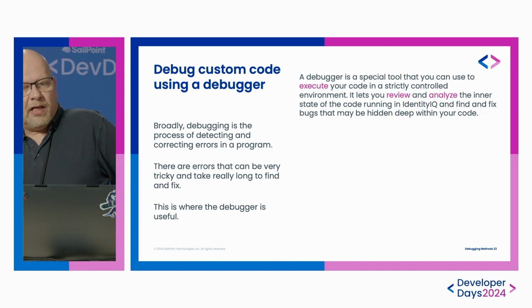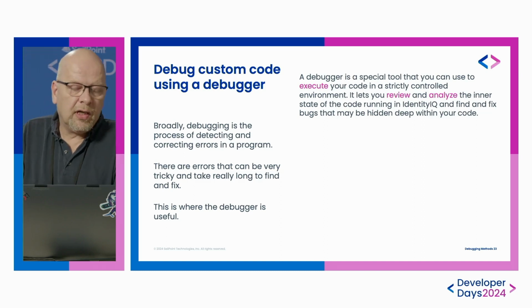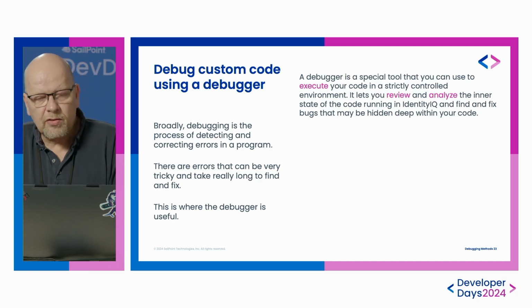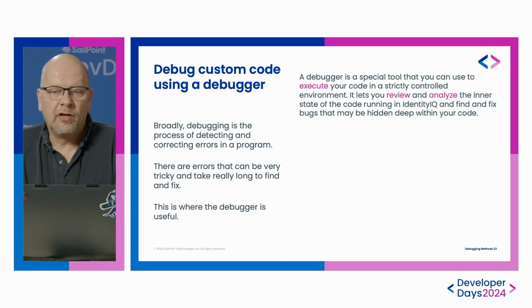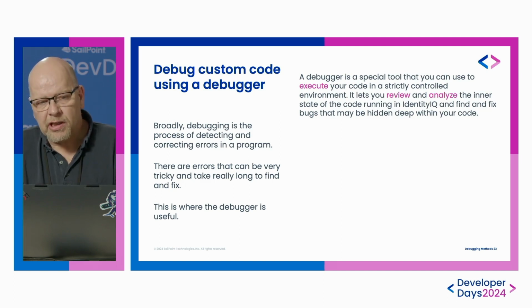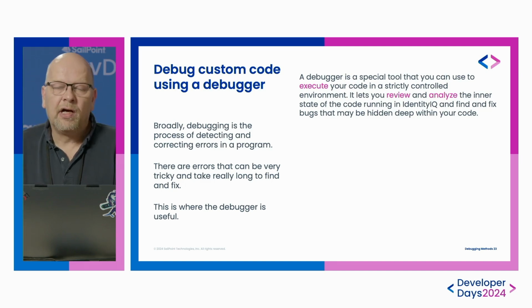So a debugger is basically a special tool that listens to your code, tries to link it up with source code, and then you can review and analyze exactly the state of what's in that code itself when it's running in runtime.